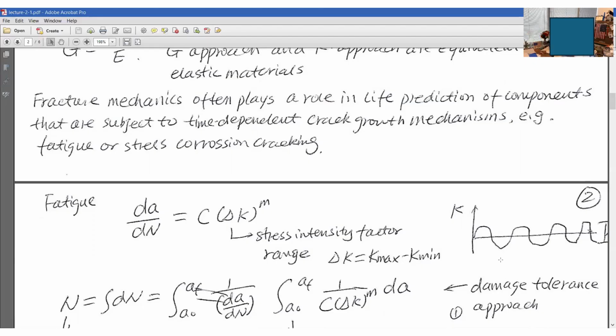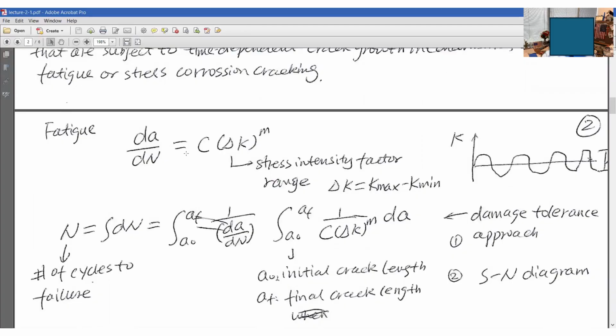Fatigue means that cyclic loading is applied, right? For the maximum load, we have K maximum at the tip of this crack. If we use the minimum load, we have K minimum. The difference between K maximum and K minimum gives us the range of K, which is denoted as delta K.